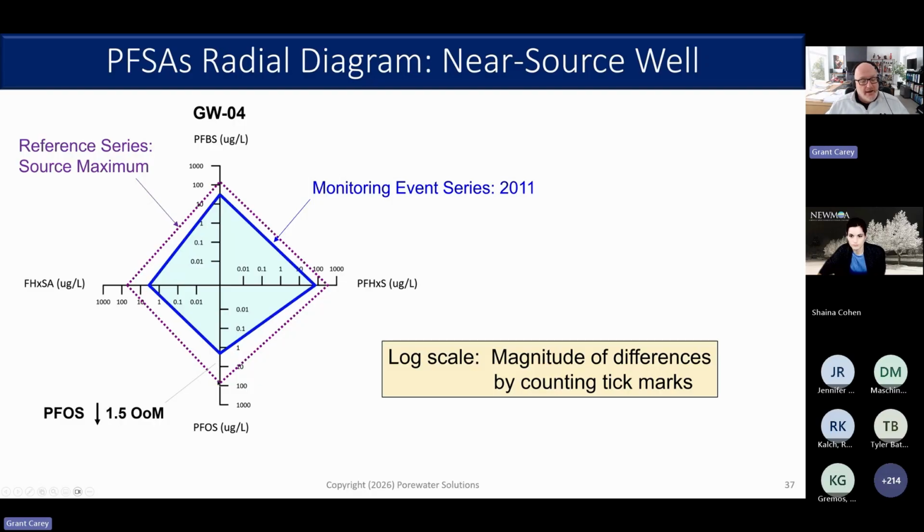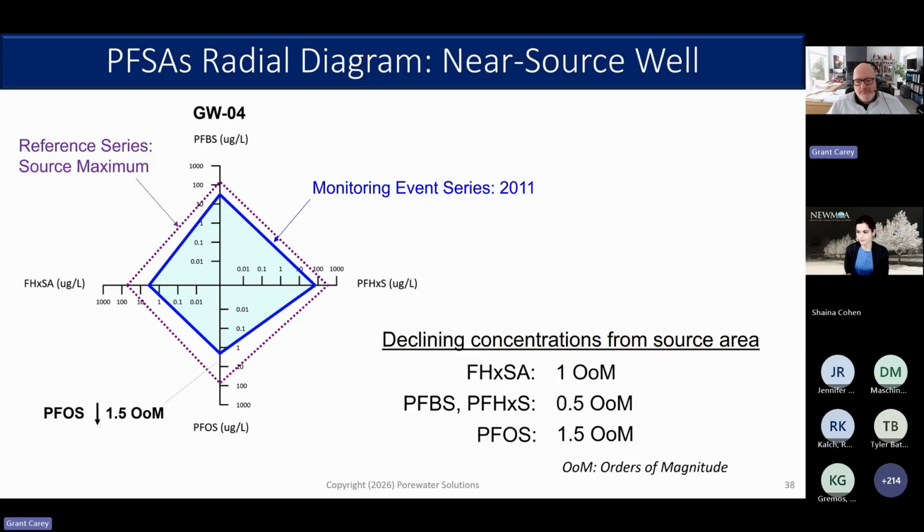So I know that we have 1.5 orders of magnitude difference between the upgradient source area and what's at the well in the blue. And I know we have a smaller gap, smaller difference, about a half order of magnitude for PFHxS and PFBS, and about a 1 order of magnitude change for FHxSA. So radial diagrams, at least at AFFF sites, are more about counting the tick marks and measuring how many orders of magnitude change you have between source areas or along a flow path.